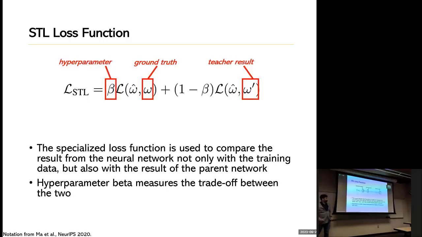And so this is that loss function I told you about. You have hyperparameter beta, a number between 0 and 1. This is your standard loss. And this is a comparison between the teacher results and the student, which is weighted with 1 minus beta.